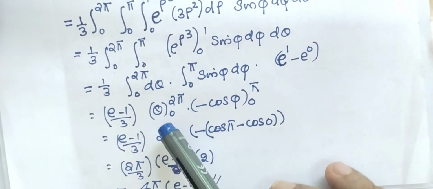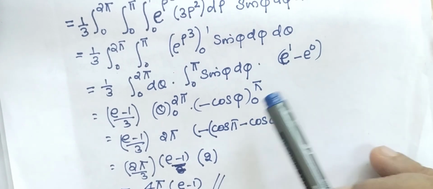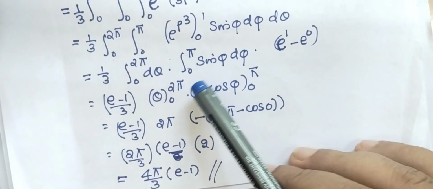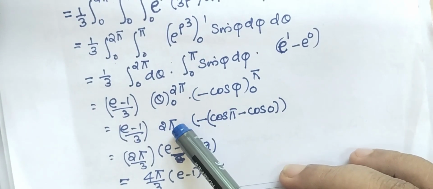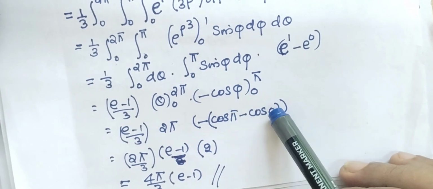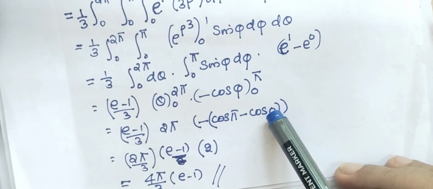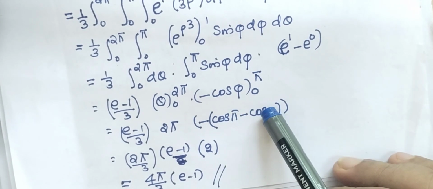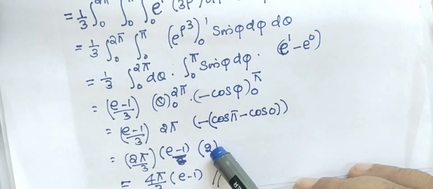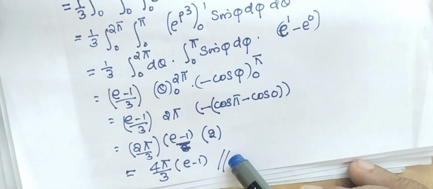Now the integration of d theta is theta. The integration of sin phi is minus cos phi. Now we apply the limits for each term. That is 2 pi minus 0, that is 2 pi only. Here, minus into cos pi minus cos 0. What is cos pi? Cos pi is equal to minus 1. Cos 0 is equal to 1. So minus into minus 1 minus 1 is minus into minus 2, that means plus 2. So our answer is 4 pi by 3 into e minus 1. So this is our required answer.